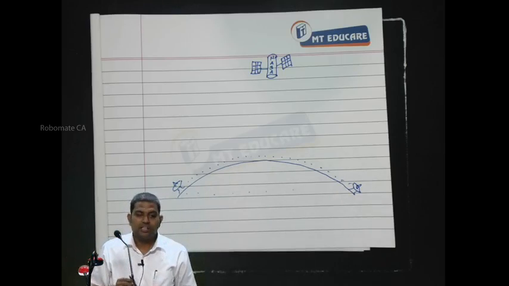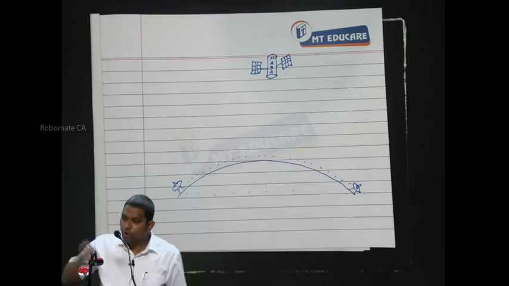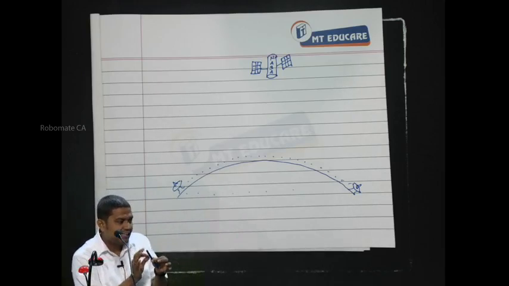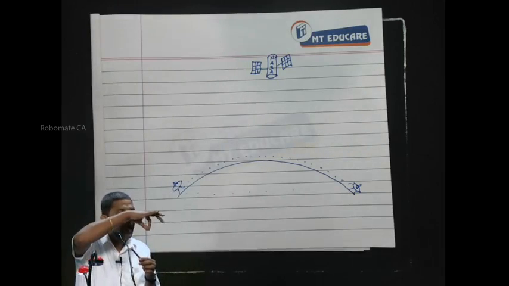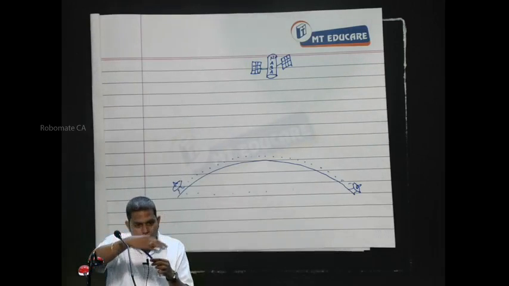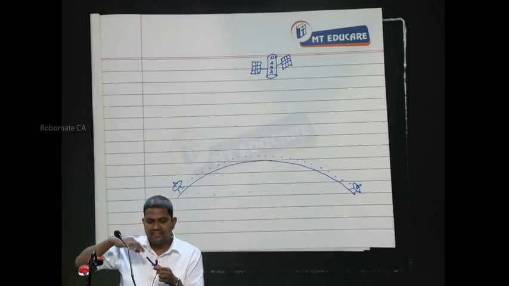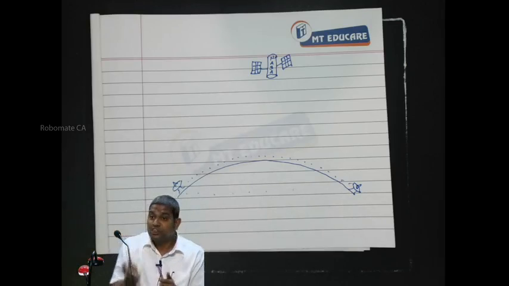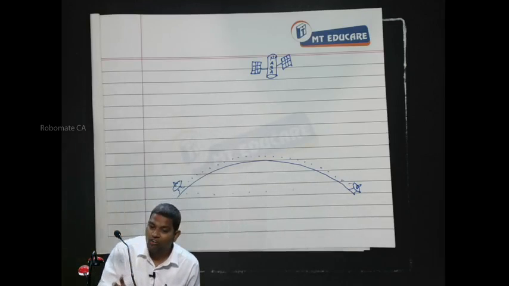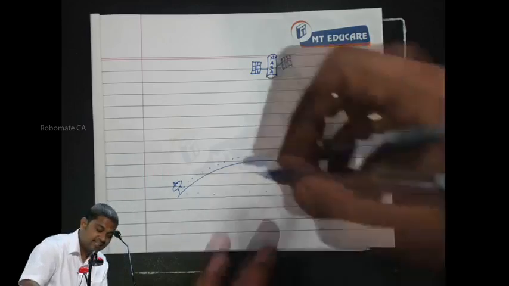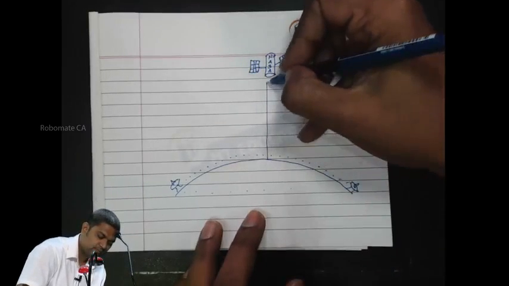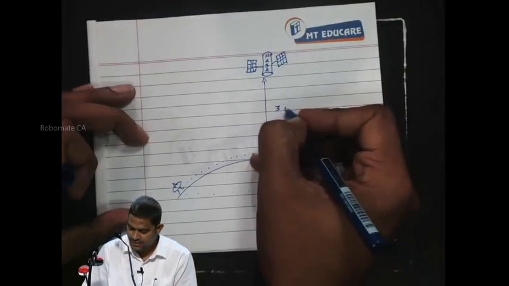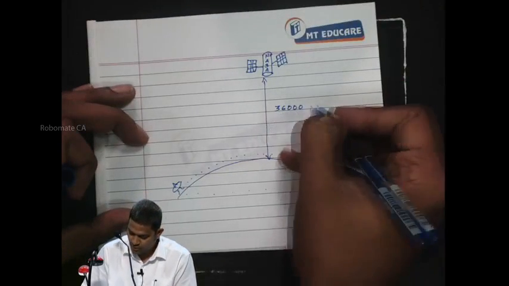And geosynchronous, geo means earth, and synchronous means synchronizing with the movement of earth. So if you are sending a satellite above one point, that particular satellite will move in the same direction as this earth is rotating. That's why it is called geosynchronous, synchronizing with the movement of the earth. And this distance from earth to that satellite point is 36,000 kilometers.